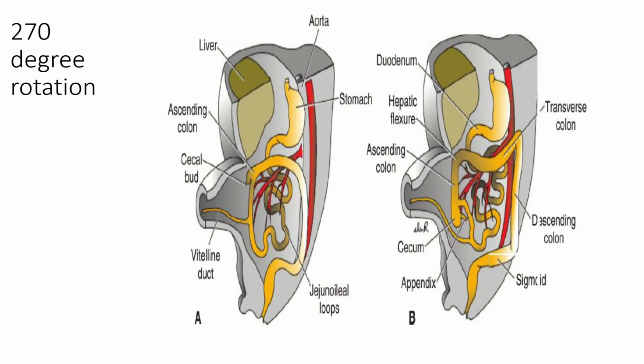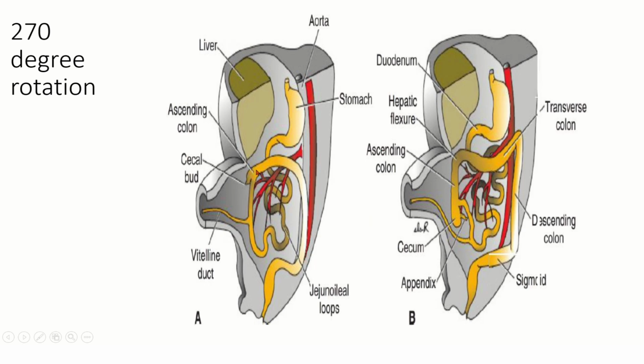Initially there will be 90 degrees counterclockwise rotation. Then after that, while the loops are entering back into the abdomen, there will be the remaining 180 degrees counterclockwise rotation, so that the jejunum and ileum will go to the left side and the cecum will go to the right side, and the transverse colon will be anterior to the superior mesenteric artery, whereas the duodenum will be posterior to the superior mesenteric artery. This is the normal position.